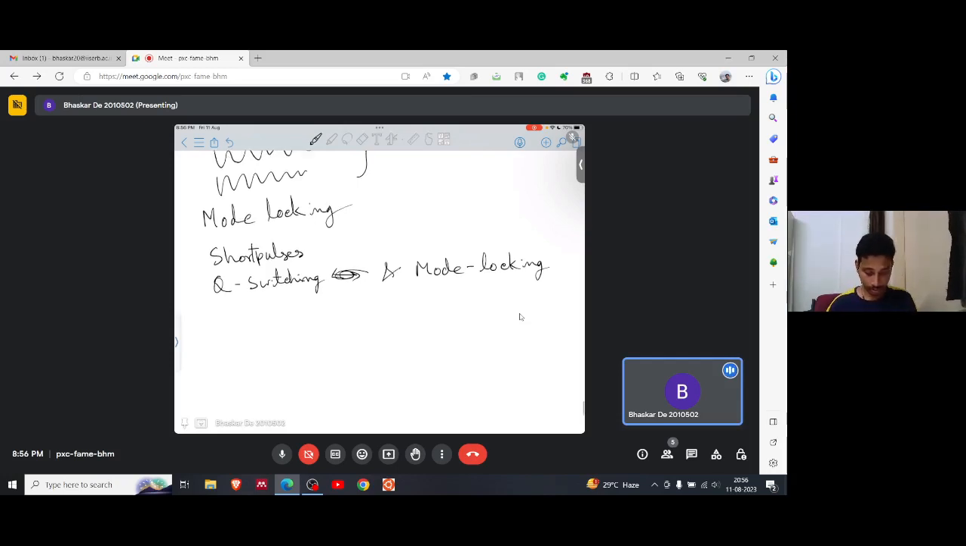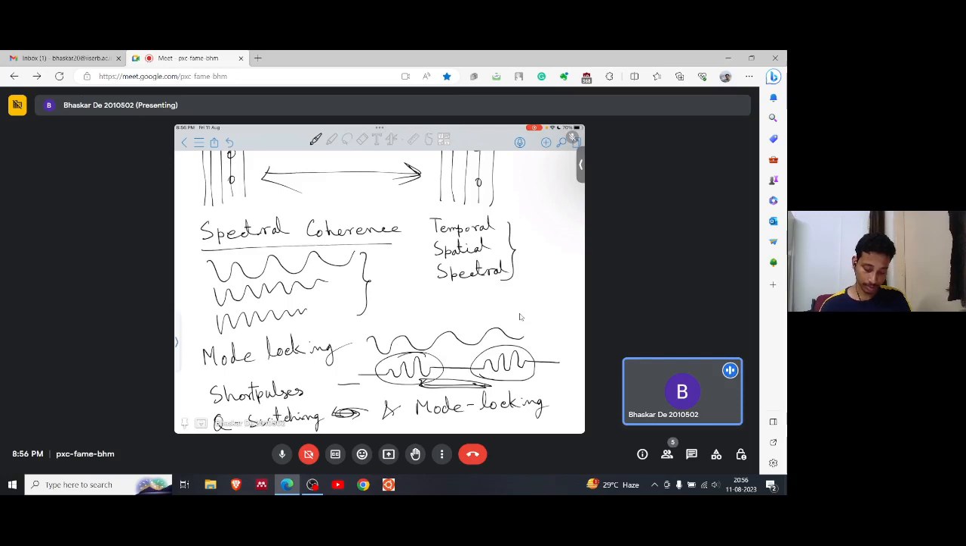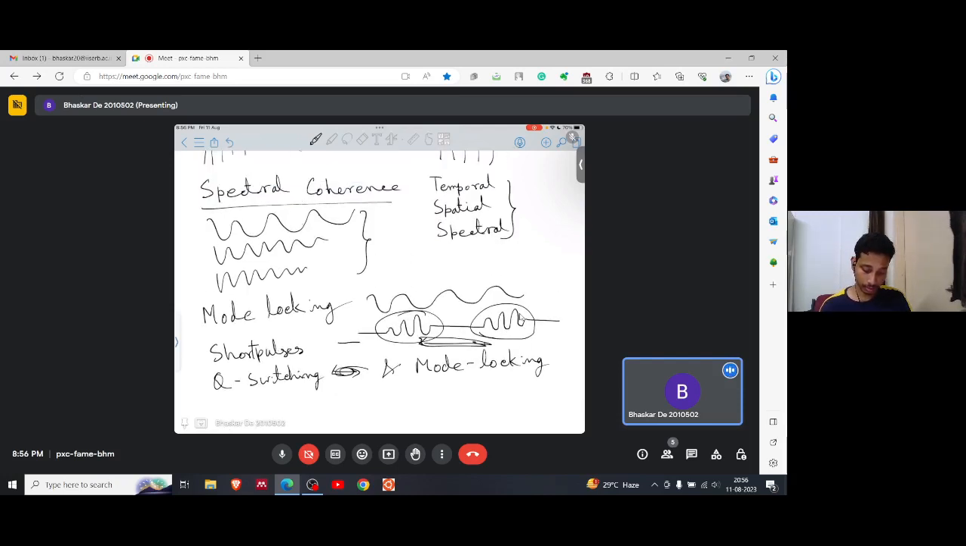By short pulses I mean, if there is a plane wave then that will be like this, but if there are short pulses then there is nothing, and then there is a certain pulse, and then there is again nothing, and then again a pulse. These pulses are very short in time, and there is a gap between these two pulses. So these three coherences are maintained in a laser: temporal, spatial, and spectral coherence. That's why when we talk about coherent light sources, we mostly talk about some kind of laser.